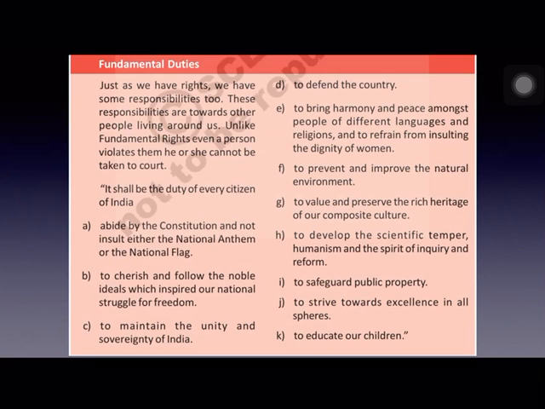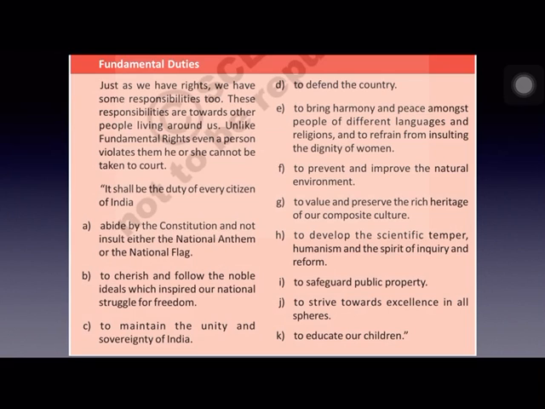We should not insult our national anthem or national flag, and we should cherish the noble ideals which inspired our national struggle for freedom. Our national leaders struggled for our freedom with some ideals. We should develop those ideals in ourselves also, and maintain the unity and sovereignty of India, and defend the country from enemies. We should bring harmony and peace among people of different languages and religions, and protect and improve the natural environment, and value and preserve the rich heritage of our composite culture. We have a composite culture because people belonging to many cultures live here.